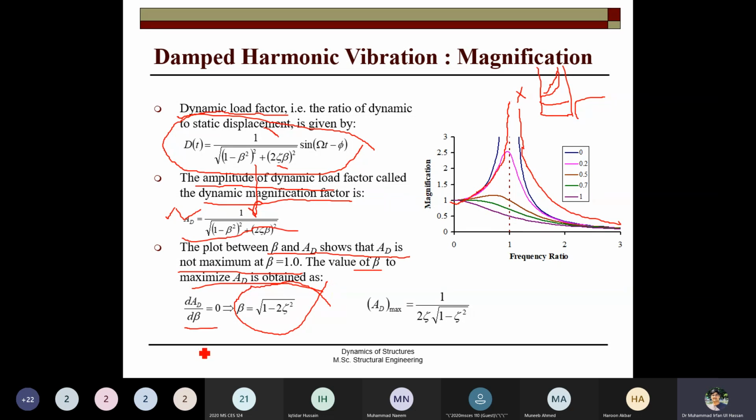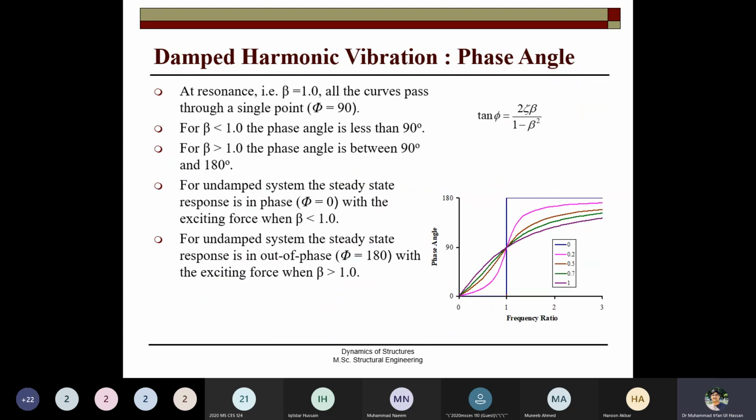The plot shows that the AD is not maximum at beta 1; the value of the AD is maximum at this beta. So you can find AD maximum like this. What is the maximum amplitude? You can simply put the value of beta back into the AD formula and get the peak response. So this is a very informative graph, because it tells us at which frequency ratio the response reaches the maximum value. Frequency ratio means the frequency of the applied loading to the frequency of the system.